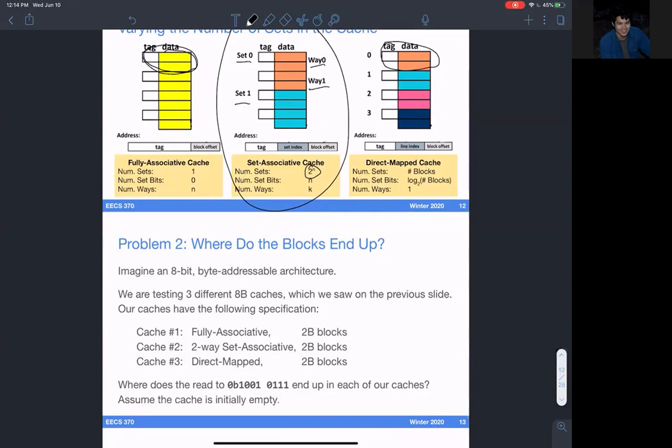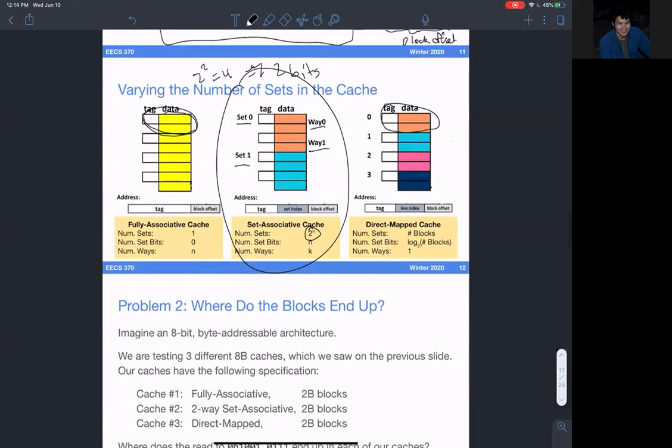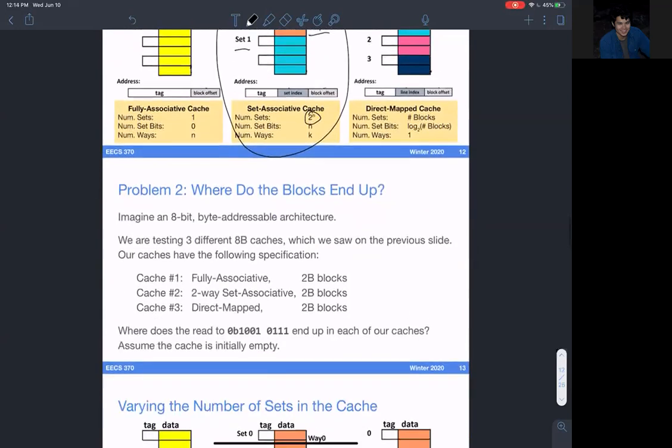For this question, we're imagining we have an 8-bit byte addressable architecture, and we are testing 3 different 8-byte caches, which we saw on the previous slide. Our caches have the following specifications. Cache number 1 is fully associative with 2-byte blocks. Cache number 2 is two-way set associative with 2-byte blocks. And cache 3 is direct mapped. Where do the reads to the following addresses end up in each of our caches? And we're assuming that each cache is initially empty.